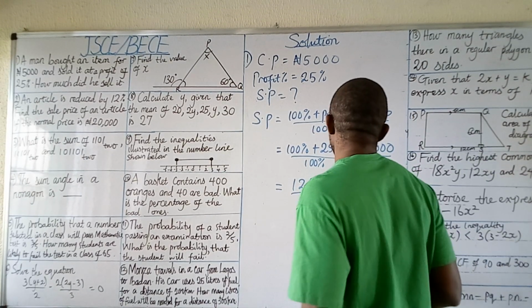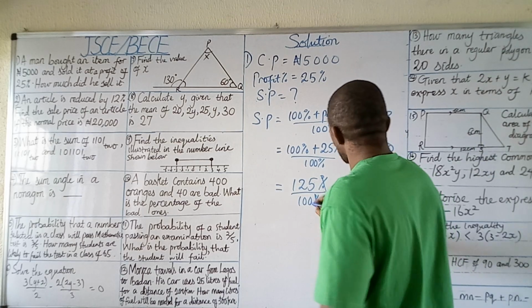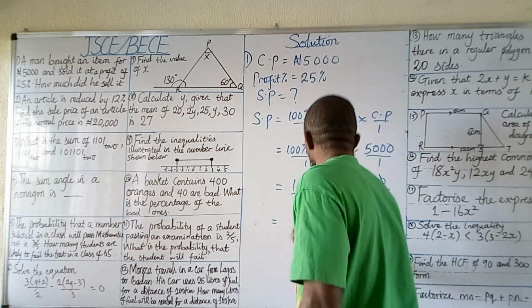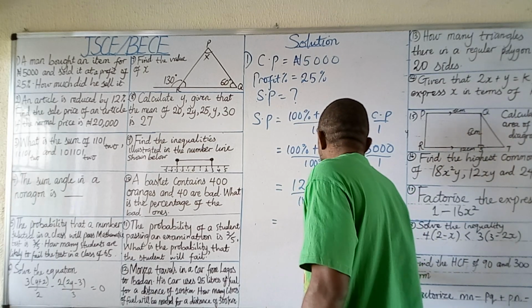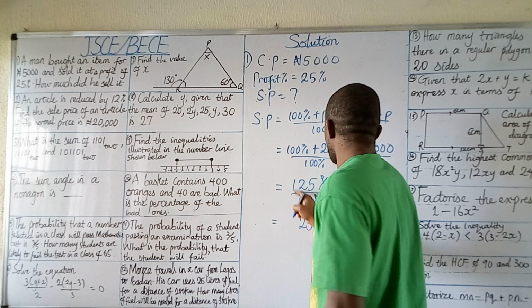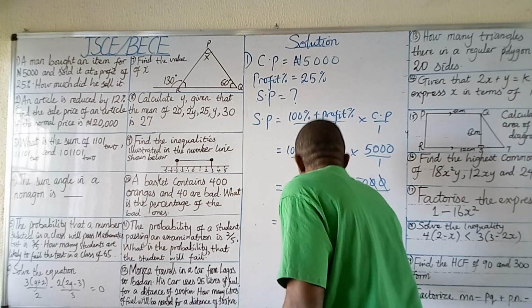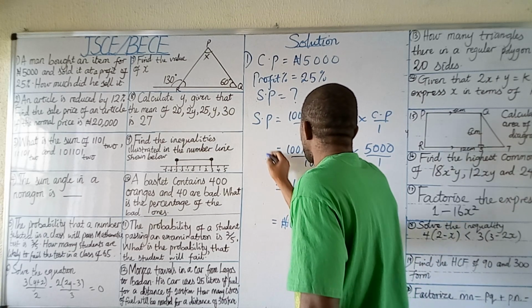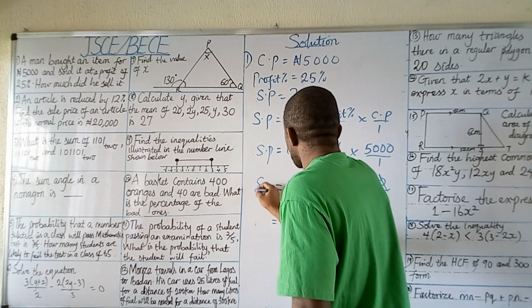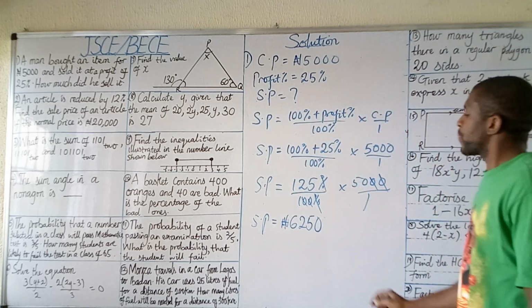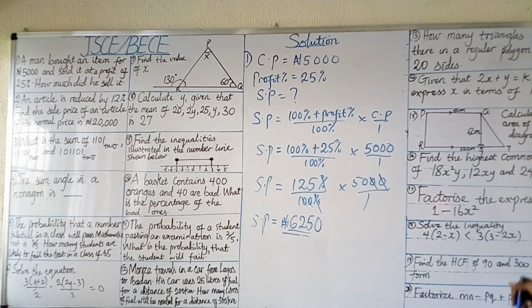Percentage cancels percentage. Okay, so zero, zero, zero, zero. Alright, let us multiply. 5 times 5 is 25, carry 2. 5 times 2, 10 plus 2, 12, carry 1. 5 times 1, 5 plus 1, 6. Bring down this 0. So my selling price is 6,250 naira.